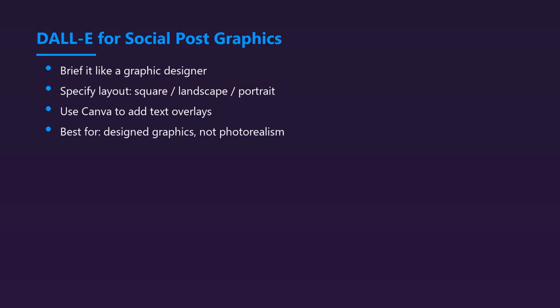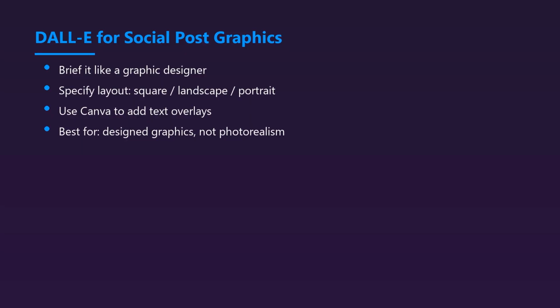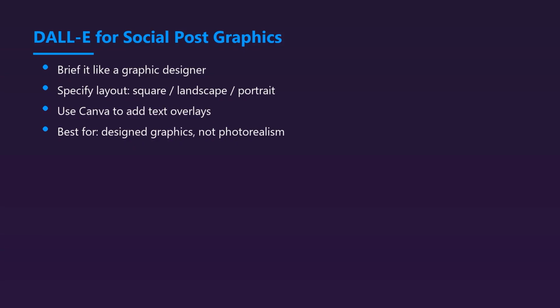The technique here is to describe it like you're briefing a graphic designer. You tell it the dimensions, even though it renders at a fixed size, describing it as a square social media post or a landscape Facebook ad orients it correctly. You tell it the color scheme, the mood, where you want visual weight, and what text if any should appear.